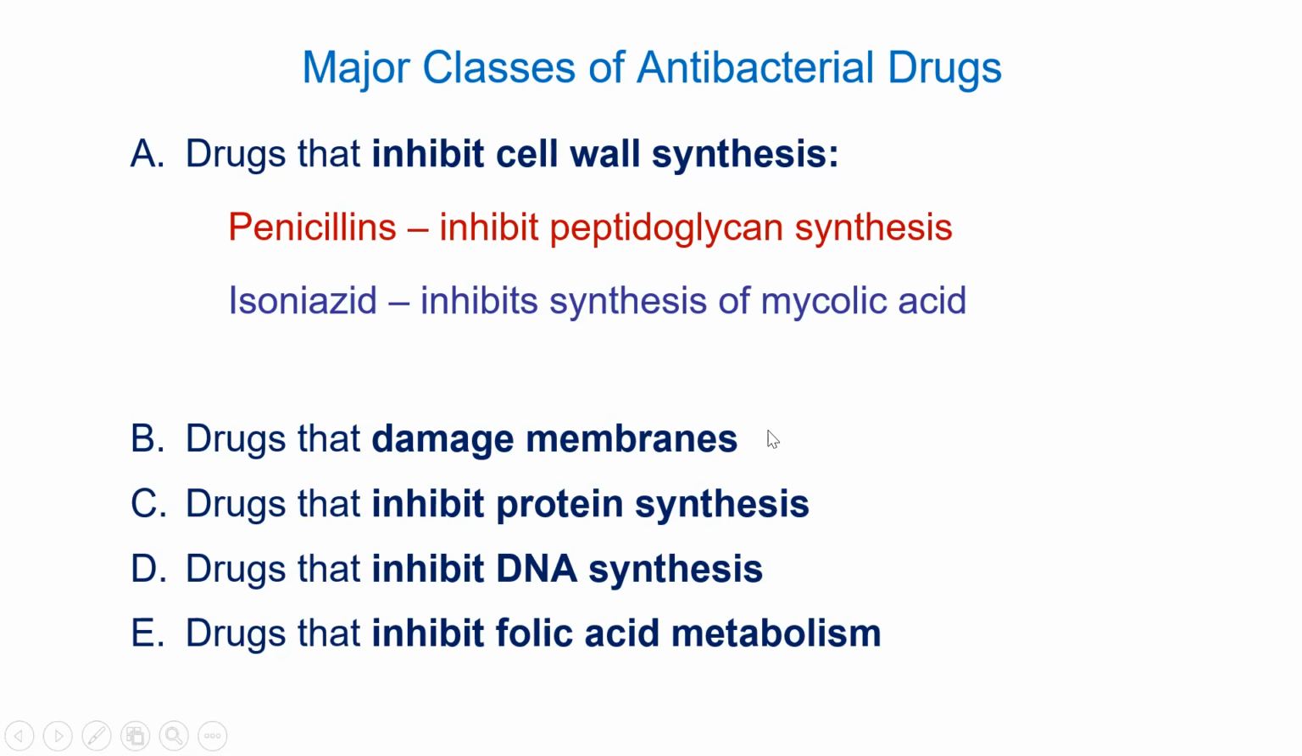One other I want to talk about, like I said, there's a bunch of drugs that attack the cell wall. Some of them are using other mechanisms. We're not going to go into all of them. There's one other that's really important to mention. This one here, isoniazid. Okay.